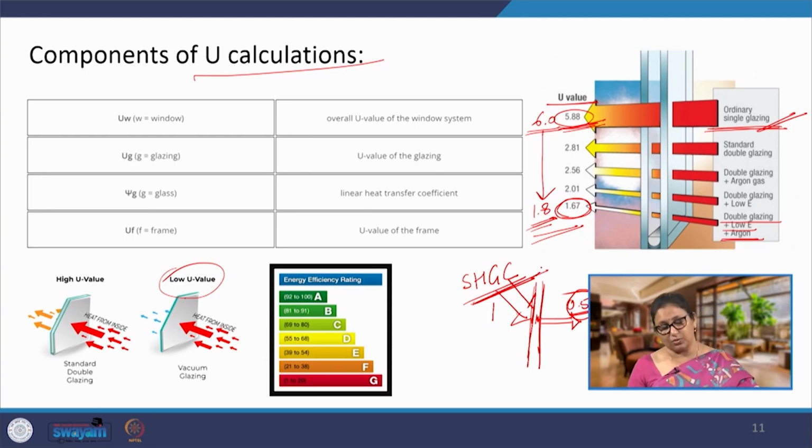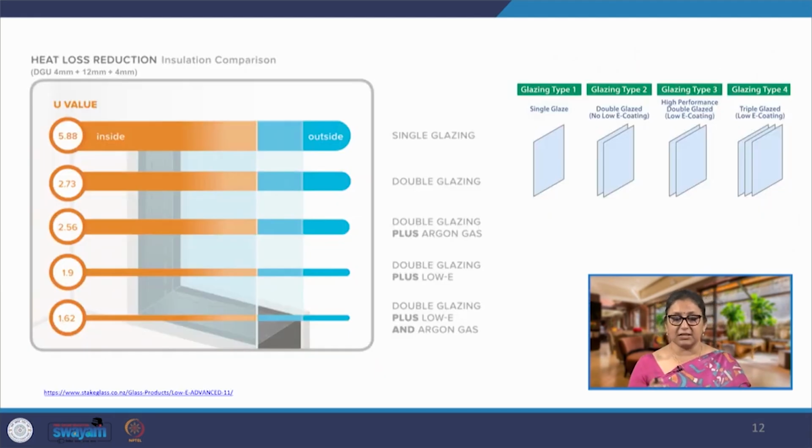Now, how is it going to affect the energy calculation? What will happen when we are doing the energy calculation? Assume that there is a building. For example, I am sitting in Roorkee right now. This is a composite climate for India. So, we have extreme summers, very hot summers, and we also have very cold winters.